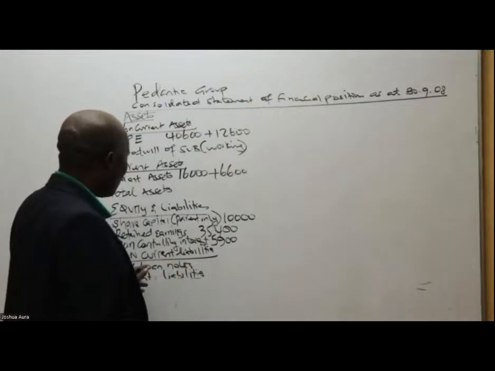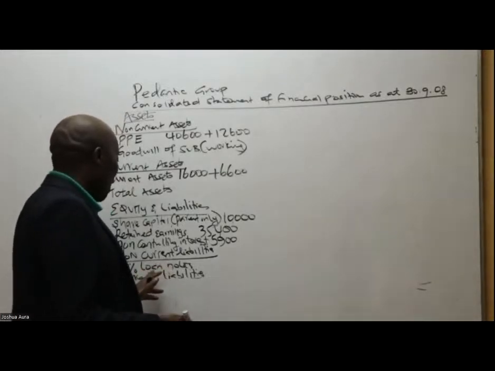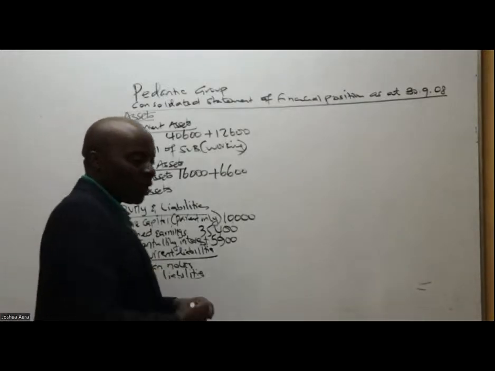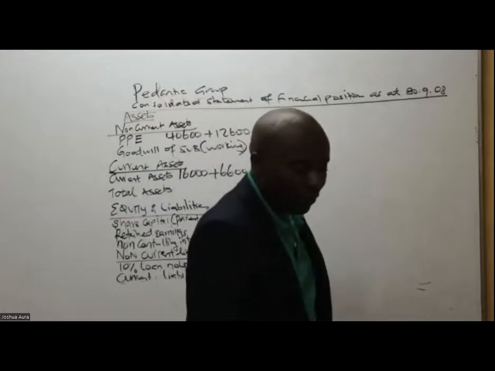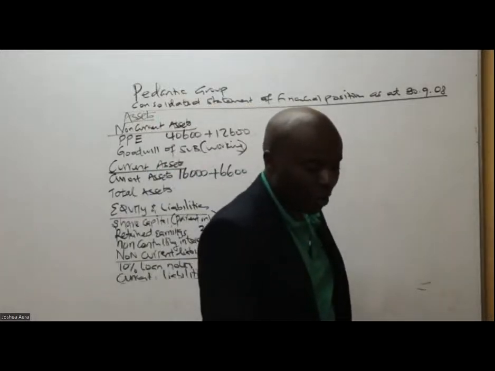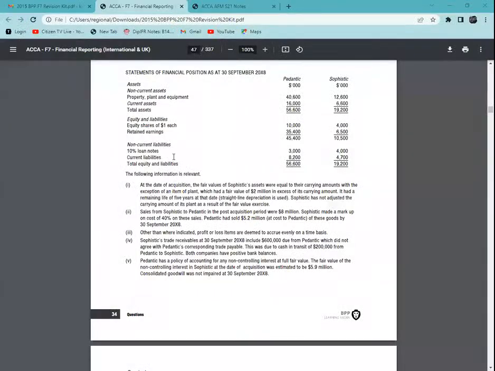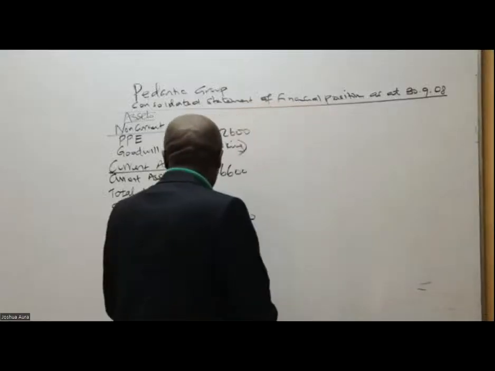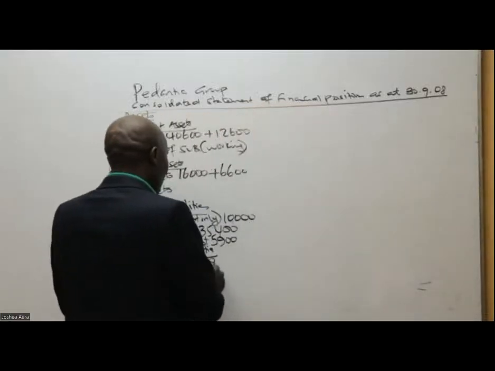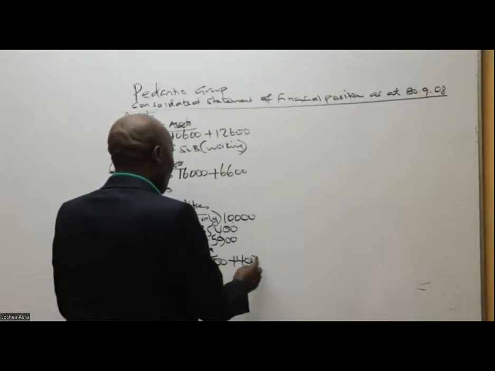And then we go to the non-current liabilities, where I'll pick the 10% loan notes. For 10% loan notes, I'm picking 3,000 plus 4,000. So loan notes here, we have 3,000 plus 4,000, like that.